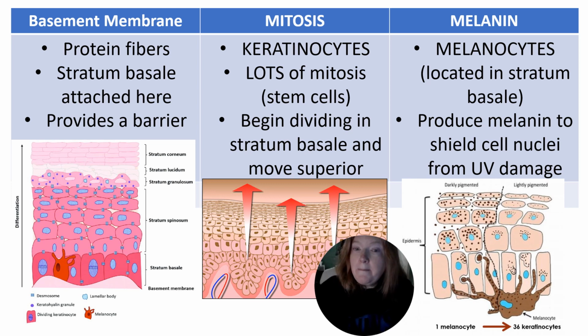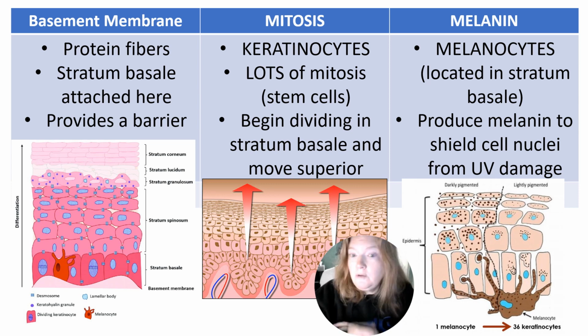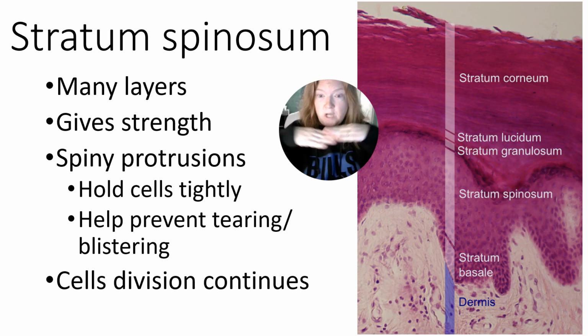Also, what we have here are melanocytes located in that stratum basale, and they produce melanin. And the purpose of melanin is to shield the cell nuclei from damage from ultraviolet radiation. So it provides like a protective cap over the nucleus so that the ultraviolet light doesn't damage the nucleus. If the nucleus gets damaged, it could result in cancer. All right, so we have the stratum basale.